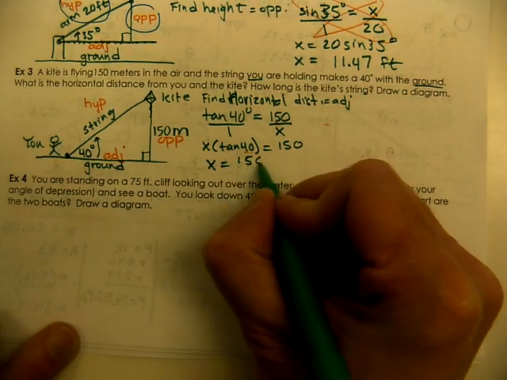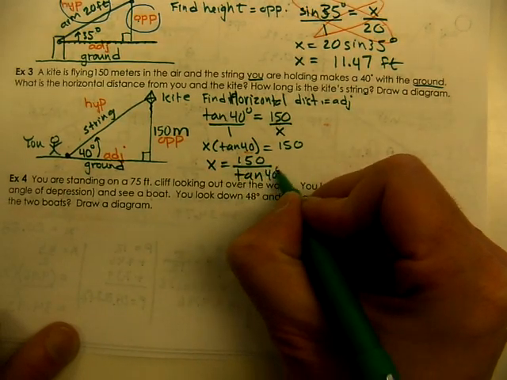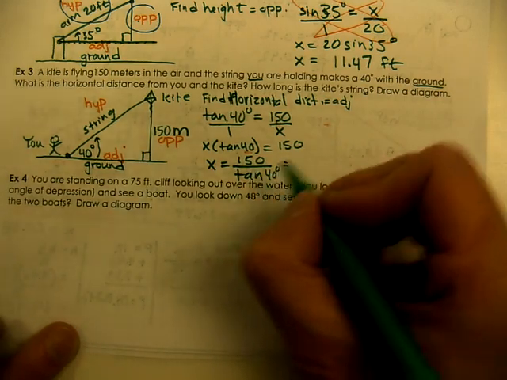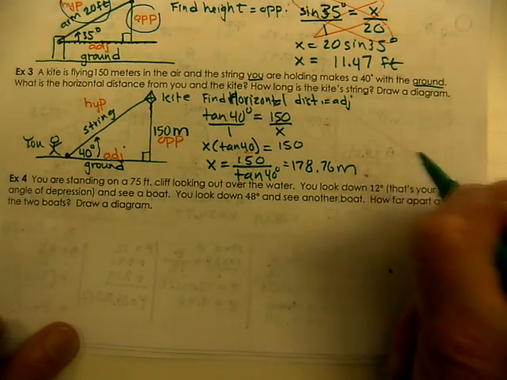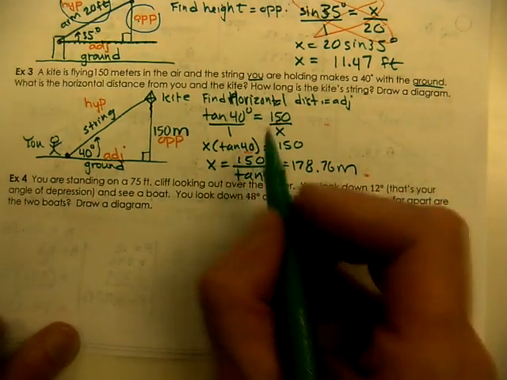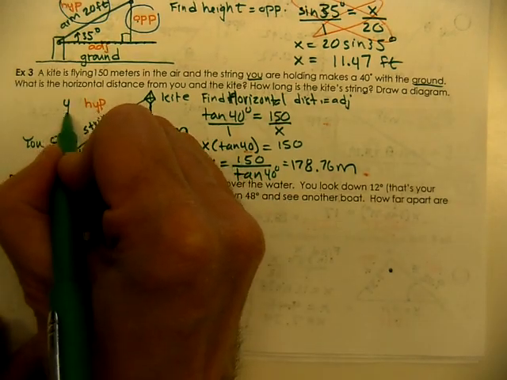So this is what we're typing into our calculator, 150 divided by tangent of 40 degrees. All right, so when we do that, we get 178.76. That's what I called x. I'll put x here on the diagram. We have to find the length of the string next, so I'll call that y.